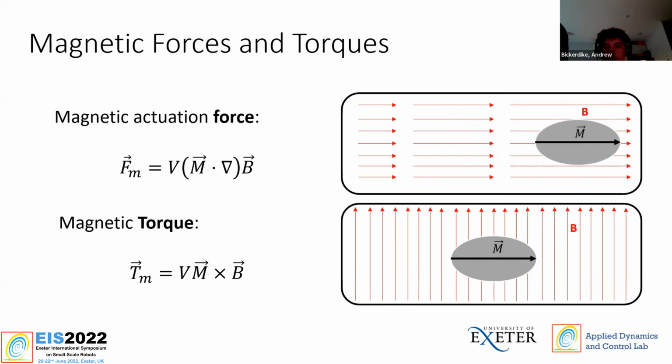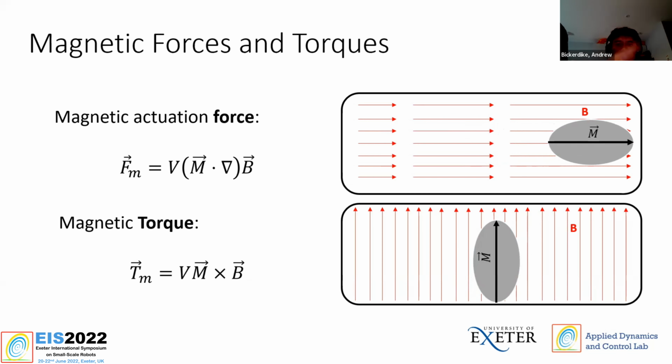And this is the behavior we'd expect. You saw this earlier, I know, but the microrobot would accelerate in the direction of our gradient fields, and align its magnetic moment with the uniform magnetic field, just like a needle on a compass.